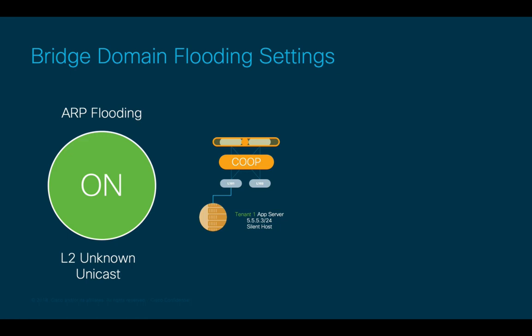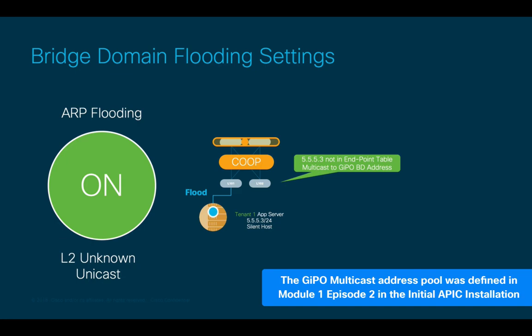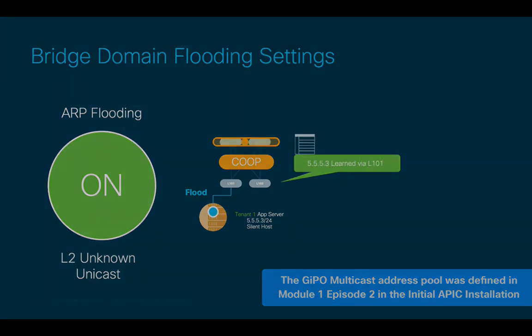Now, the second scenario is when ARP and non-unicast flooding are enabled. In this case, if the destination endpoint information is not in the local endpoint table, the leaf won't reach out to the spine layer as we learned through the spine proxy. Instead, it will send a directed multicast flood where the destination multicast address will be one of the automatically assigned ones to each bridge domain from the GIPo address pool that we created as part of the initial APIC setup wizard, as you may remember, and which both leaves and spines are subscribed to.